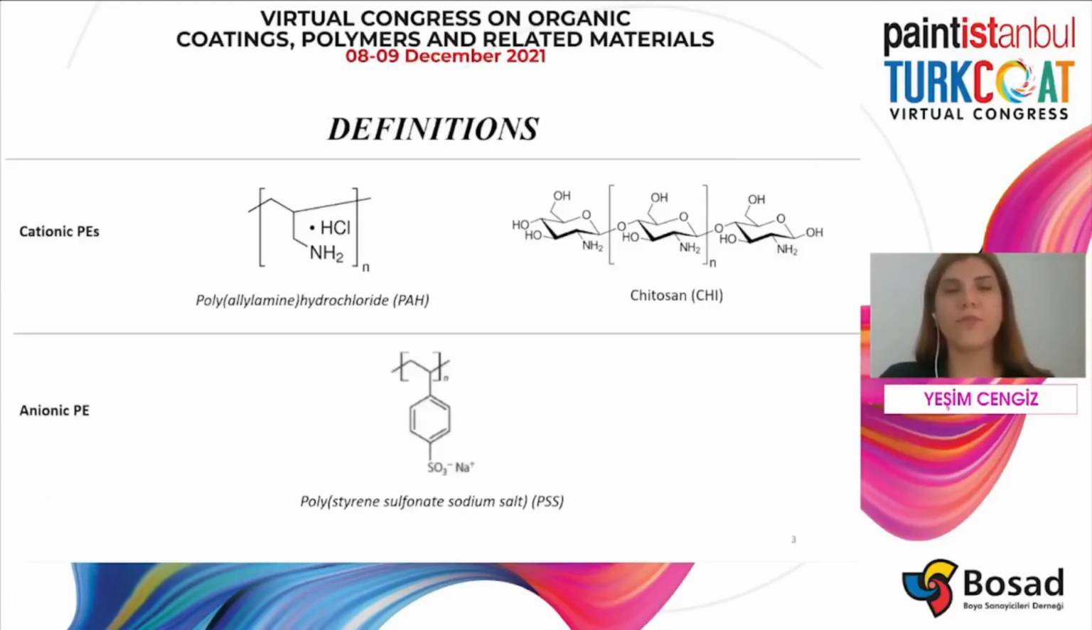We use some polyelectrolytes. Our cationic polyelectrolytes are polyallylamine hydrochloride and chitosan. PAH includes a sodium amine and hydrochloride group, and chitosan is a linear aminopolysaccharide obtained by the deacetylation of chitin.